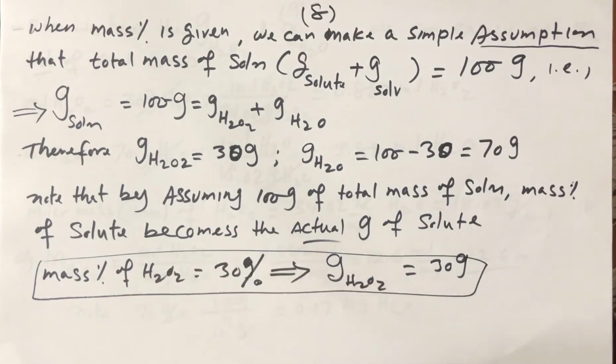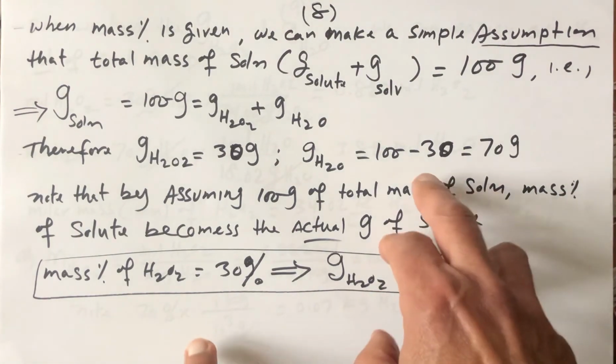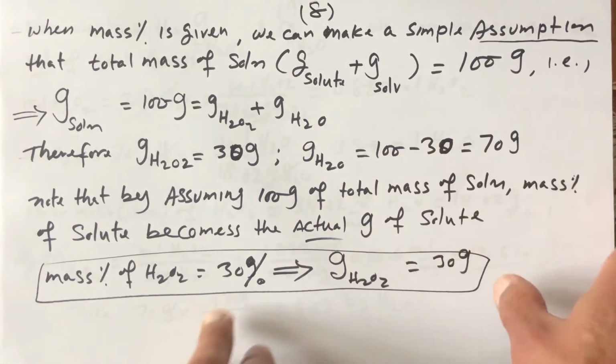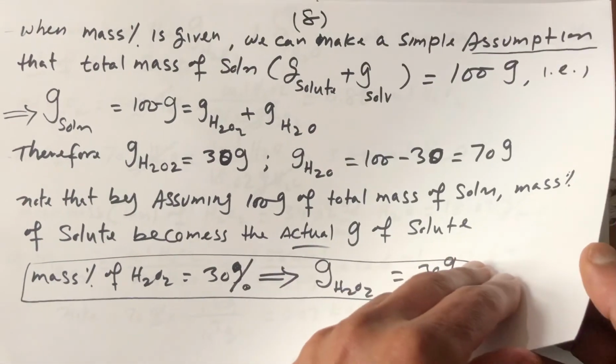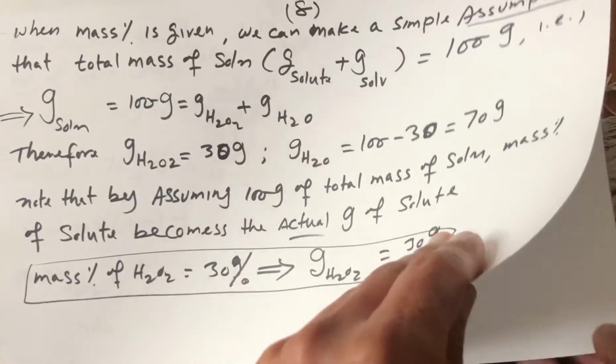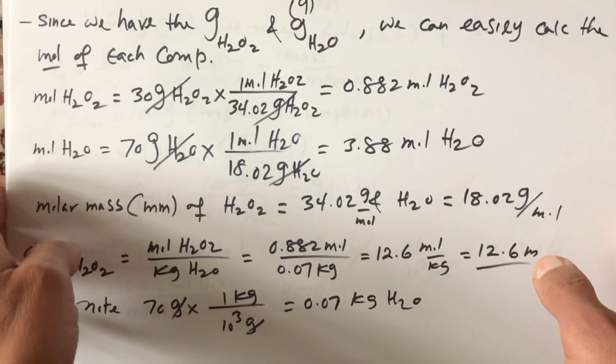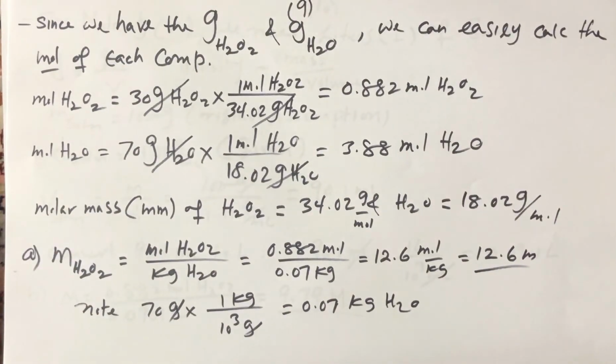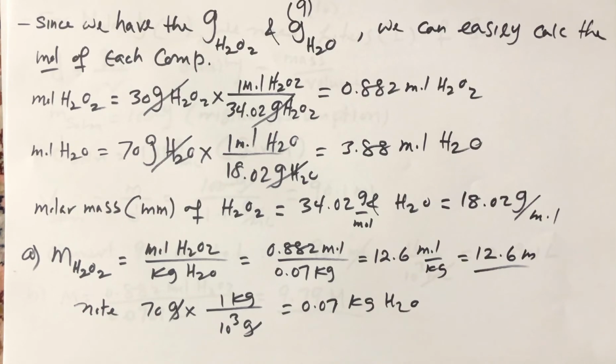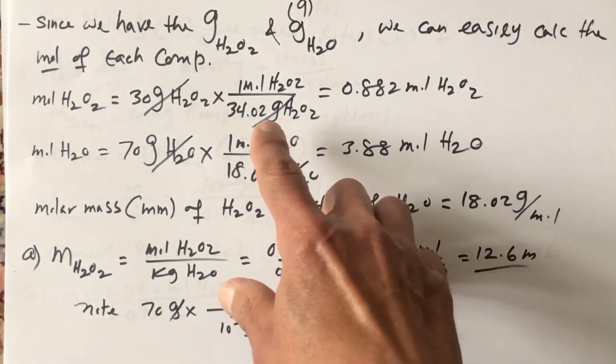So again, by assuming 100 grams, we're simplifying the problem by basically taking the mass percent to be the grams of the solute. Once we have that, we can calculate the mass of the other component using the equation that 100 minus the mass of one will give you the mass of the other. Now that we have the mass of all these components, we should be able to calculate the number of moles by dividing the grams by molar masses. So remember, we have 30 grams of hydrogen peroxide and 70 grams of water, and now we convert them to their respective mole numbers by dividing by the molar masses.